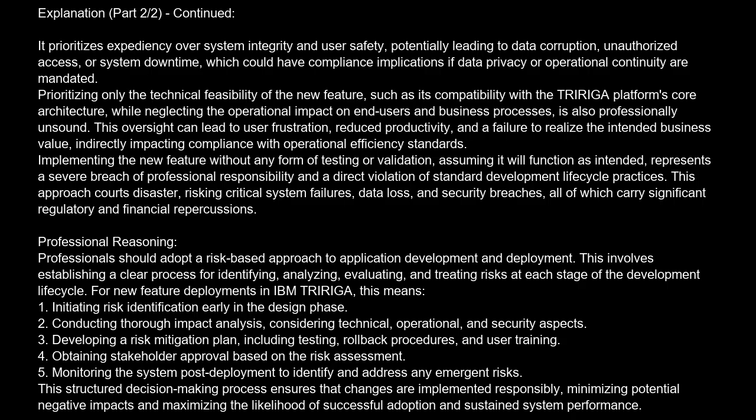For new feature deployments in IBM TRIRIGA, this means: 1. Initiating risk identification early in the design phase. 2. Conducting thorough impact analysis considering technical, operational, and security aspects. 3. Developing a risk mitigation plan including testing, rollback procedures, and user training. 4. Obtaining stakeholder approval based on the risk assessment. 5. Monitoring the system post-deployment to identify and address any emergent risks.